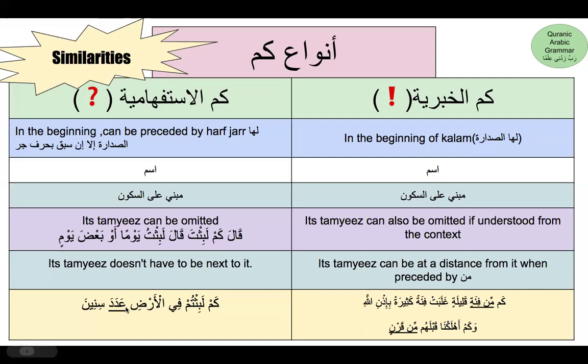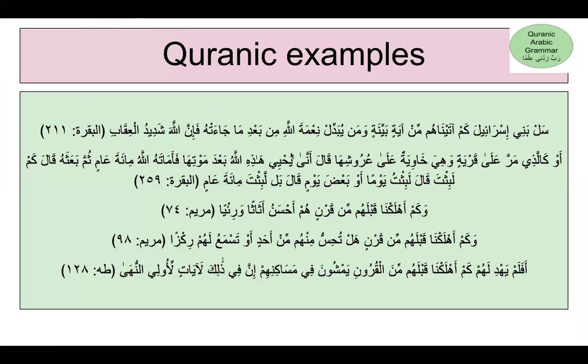When it comes to kam al-khabariya, if kam al-khabariya has a tamyiz that is preceded by min, it can be right next to it, as we can see in a part of the verse from Surah Al-Baqarah, kam min fi'atin qalilatin, or it can be at a distance from kam, as we can see here, kam ahlakna qablahum min qarn. So there is an allowance for a distance when the tamyiz of kam is preceded by min. So, a few examples from Quran.